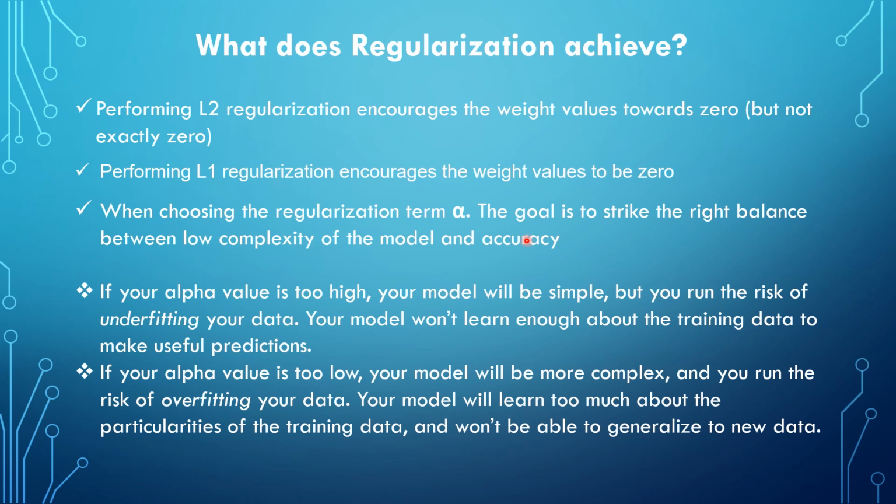But you have to be careful when choosing the regularization term alpha. The goal is to strike the right balance between the low complexity of the model and the accuracy. If your alpha value is too high, your model will be simple, but you run the risk of underfitting your data. Your model won't learn enough about the training data to make useful predictions. If your alpha value is too low, your model will be more complex and you will run the risk of overfitting your data. Your model will learn too much about the particularities of the training data and won't be able to generalize to new data.